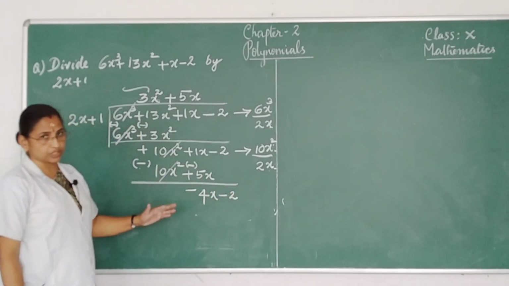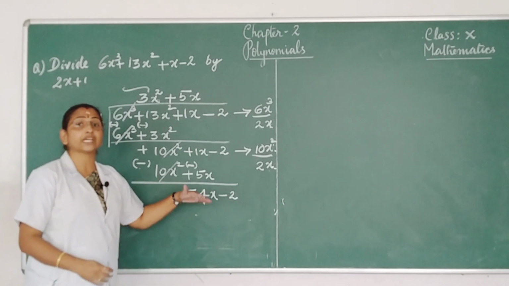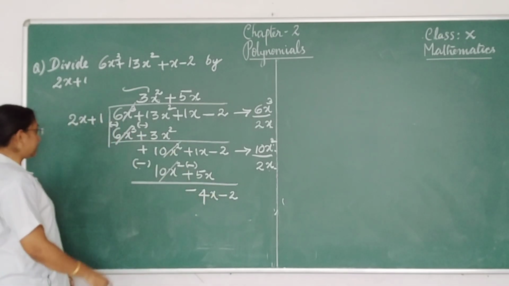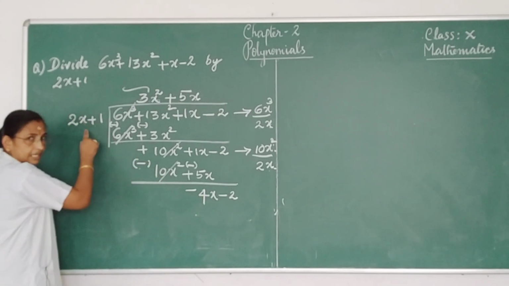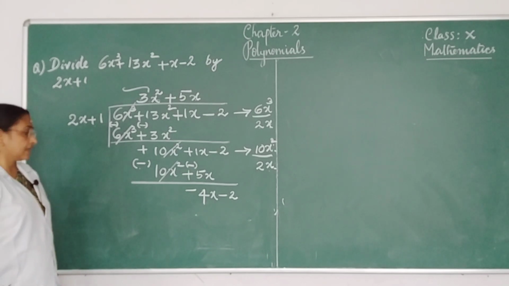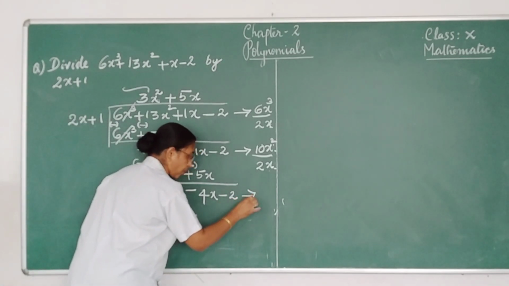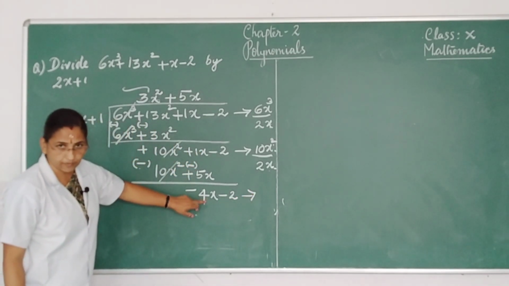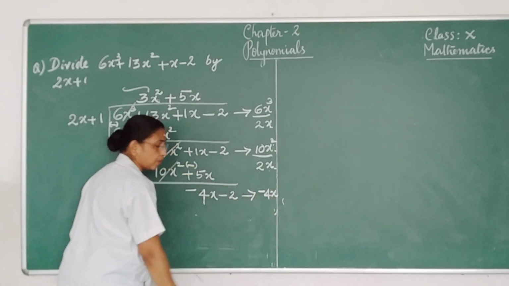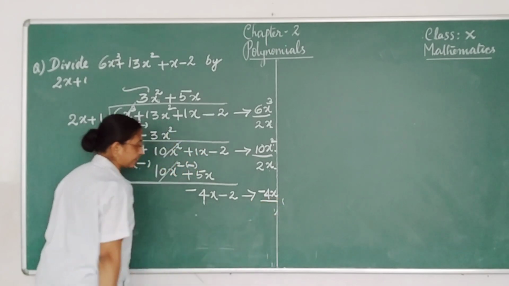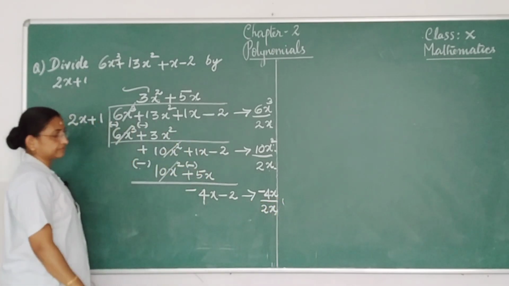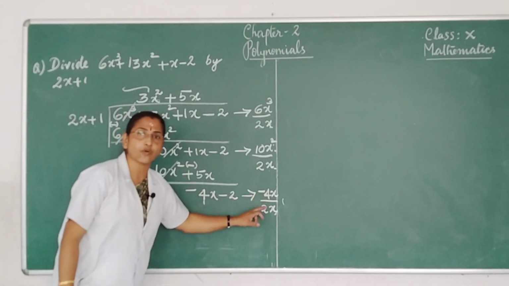Check whether you need to proceed further. What's the condition? If the degree of the remainder is less than the degree of the divisor, we can stop. Here, both have the same degree, which is not less. So, again you need to proceed further. What is the third term of the quotient? You will get it from here. The first term minus 4x of the new dividend, that you need to divide with the divisor first term 2x. What about minus 4 by 2?